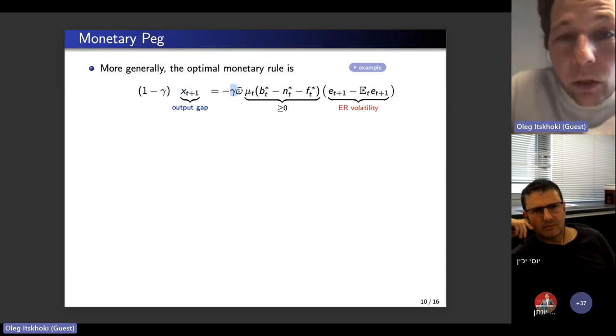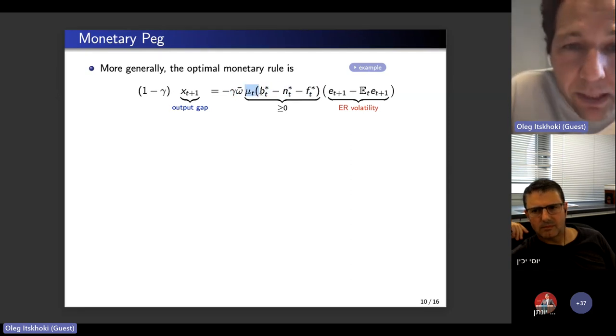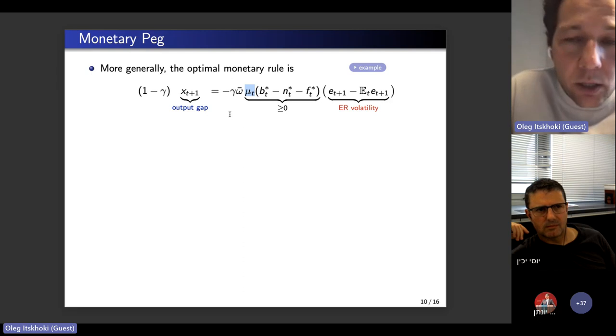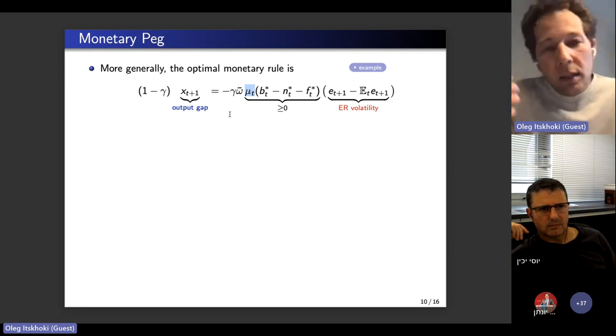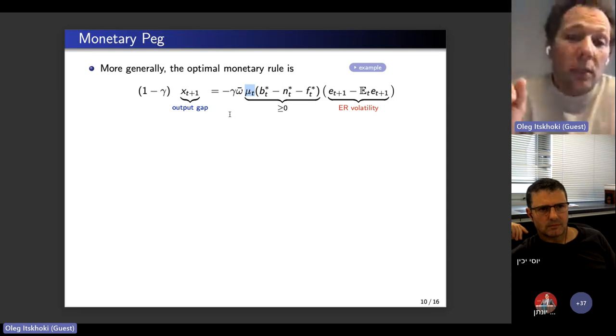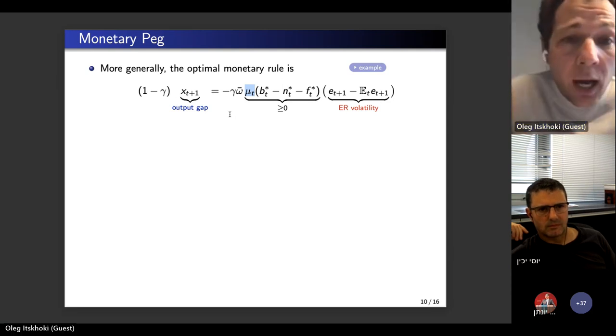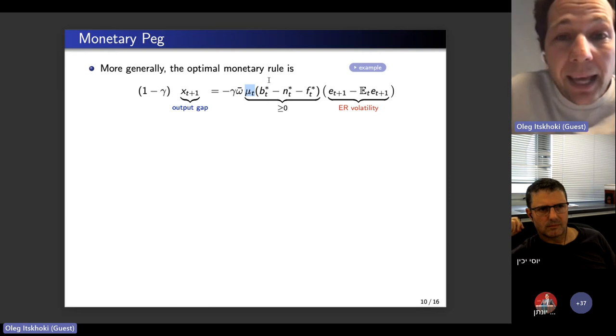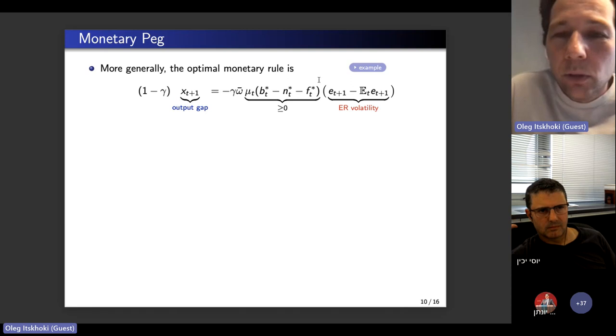But if you're a very open economy, if gamma is large, if financial flows are large, and if the UIP deviations are large, then you do it. So it's not enough that you open and there are big financial flows. You only do it in periods of large risk premium in order to stabilize risk premium. And that's why this is a highly nonlinear rule. It's a state contingent nonlinear rule.